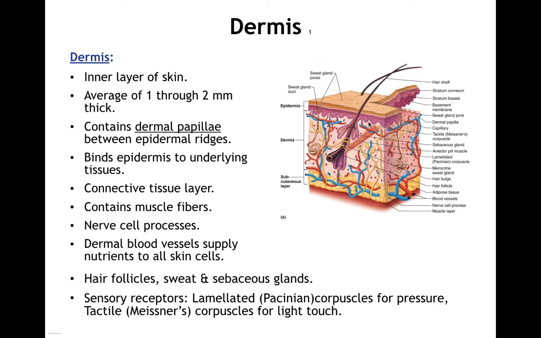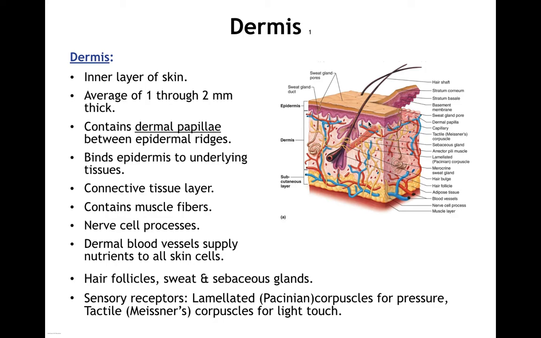It is a connective tissue layer. It does have some muscle fibers in it. There are lots of nerve cell processes in this layer, and the dermal blood vessels supply nutrients to the upper epidermal layers. We also find hair follicles, sweat, and sebaceous glands here.